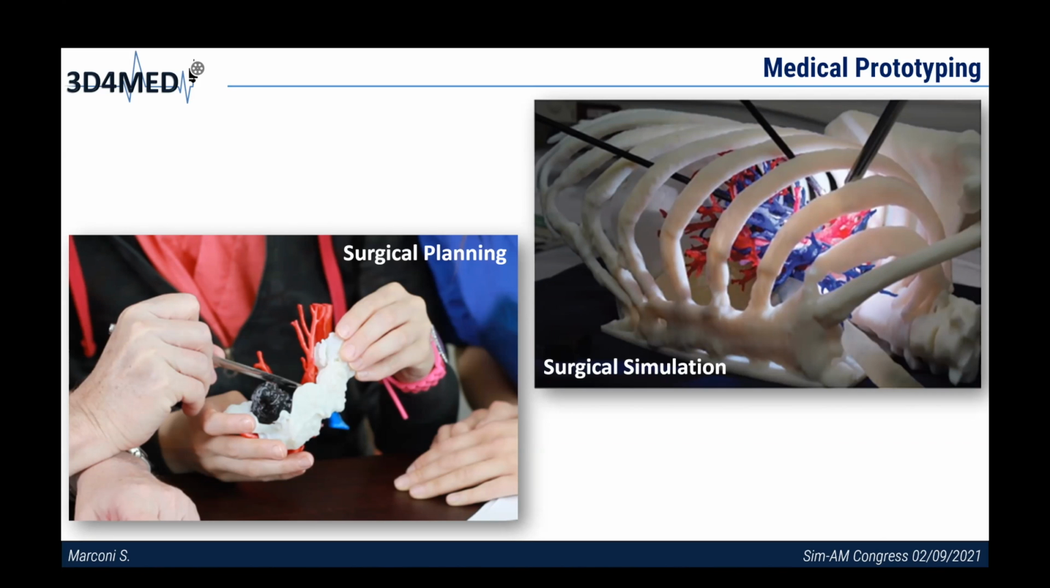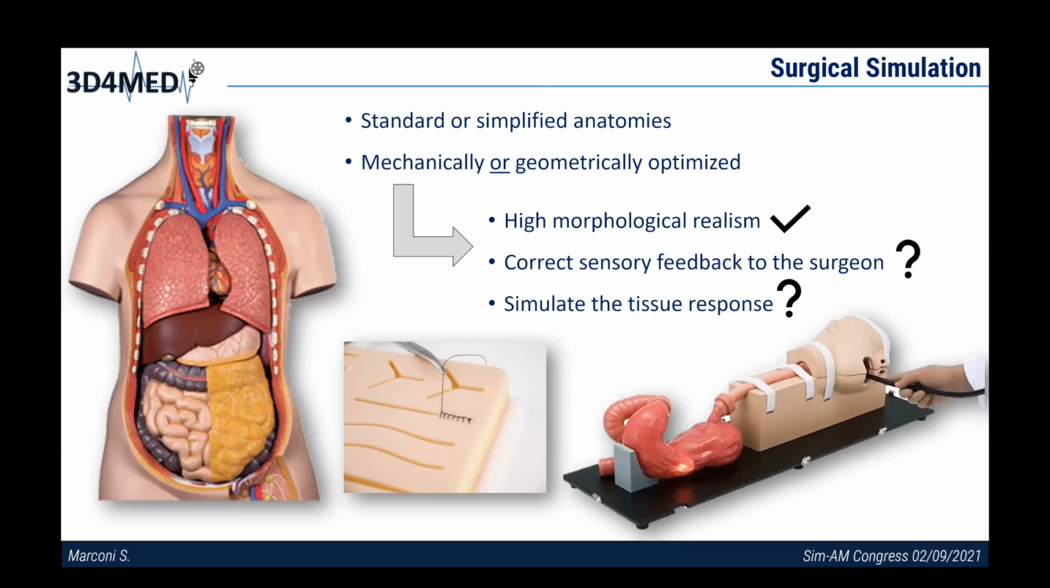So in this second case, morphology is important, of course, but material plays a major role, since in this case, the surgeon is going to interact with the model, since he wants to perform in advance the entire surgical procedure he is going to perform on the actual patient. We have to say that models for surgical planning have been produced for years without the use of 3D printing, but we have also to point out that they have some important limitation currently. They are usually made out of standard or simplified anatomies, and they are mechanically or geometrically optimized, commonly not both.